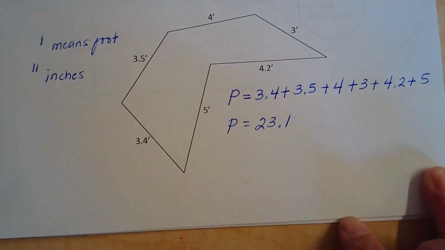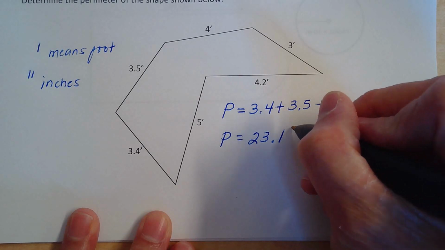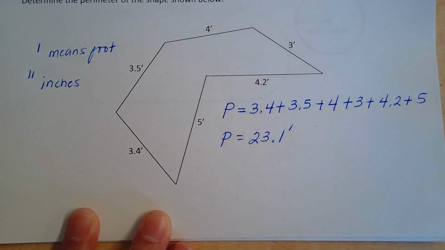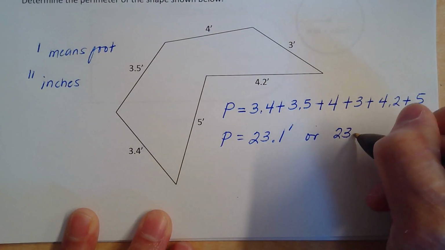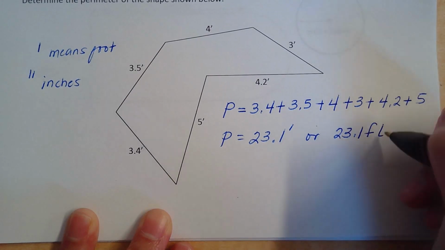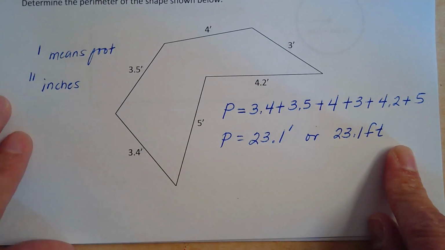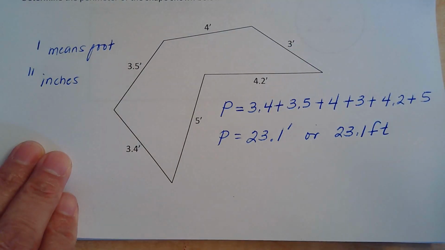So in this case, we can say 23.1, you can put foot with that little symbol at the top there, or we can say 23.1 feet, F-T. Is that good? Okay. So, example 1, example 2. Are there any questions?